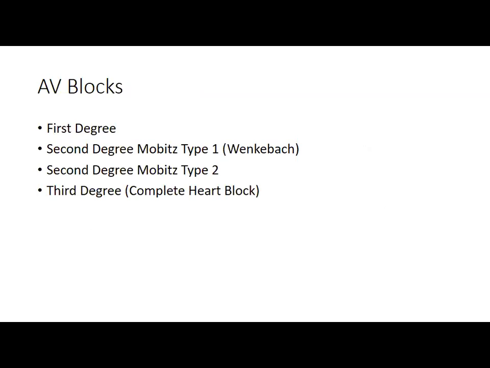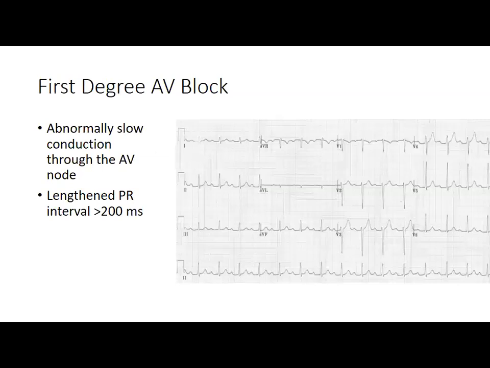AV blocks, first, second, and third degree. Let's go through all of them. So first degree AV block is just abnormally slow conduction through your AV node. That is evidenced by having a long PR interval greater than 200 milliseconds.